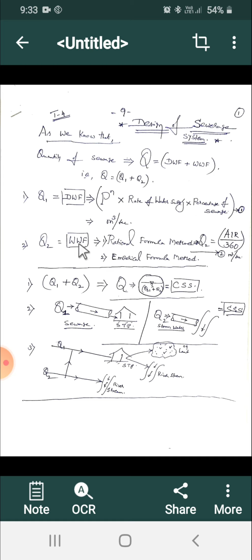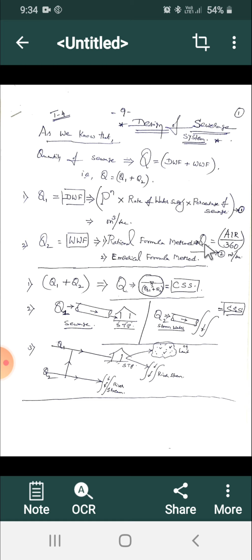Now, concerned with WWF, WWF is nothing but wet weather flow, storm water. The discharge of this storm water, Q2, can be determined using two methods: number one is the rational formula method, number two is the empirical formula method. The rational formula method we already solved, including the derivation in the book work, and finally we got this equation.